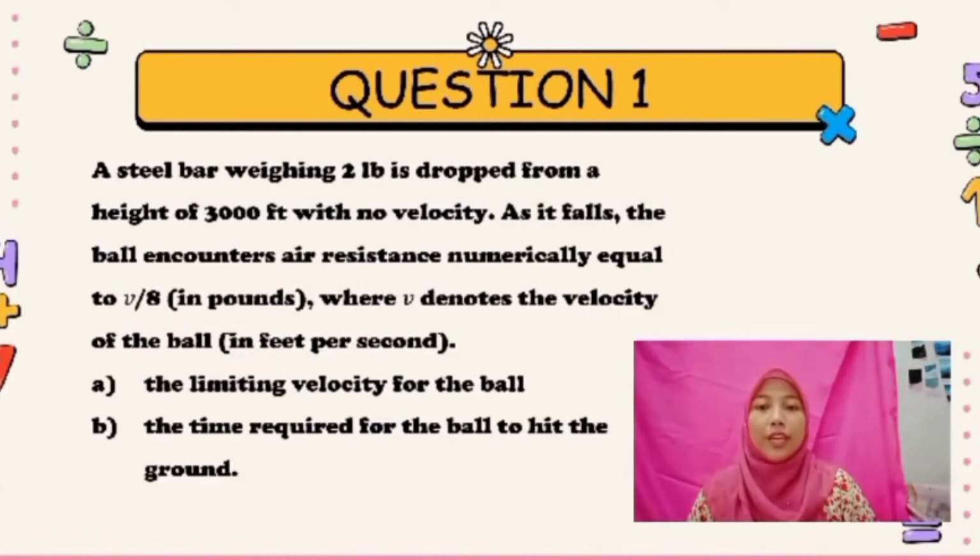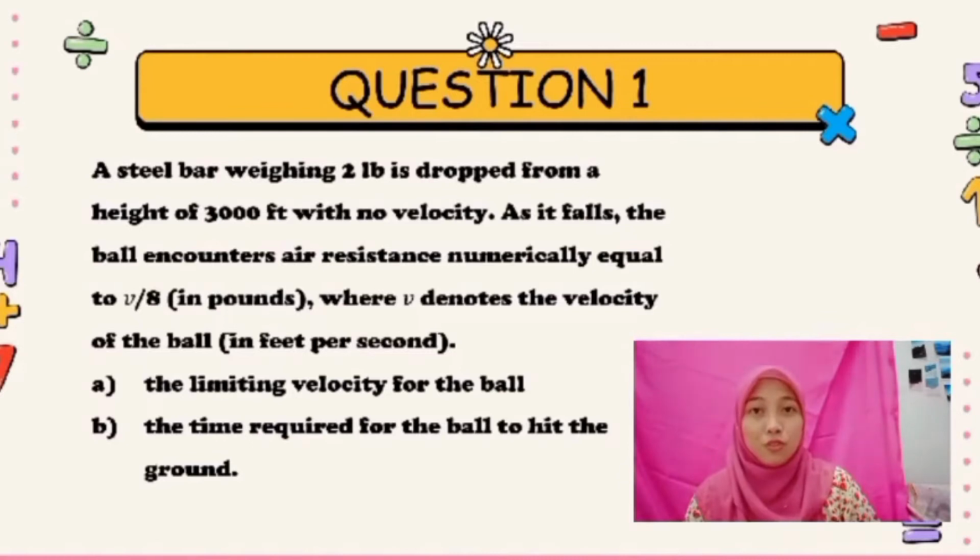A steel bar weighing 2 pounds is dropped from a height of 3,000 feet with no velocity. As it falls, the ball encounters a resistance numerically equal to V over 8 in pounds, where V denotes the velocity of the ball in feet per second. Find the limiting velocity for the ball and the time required for the ball to hit the ground.